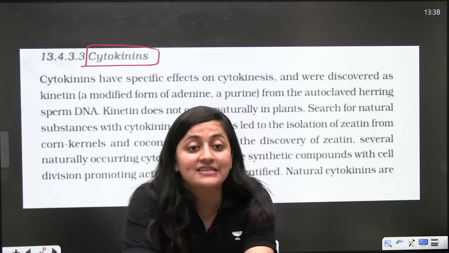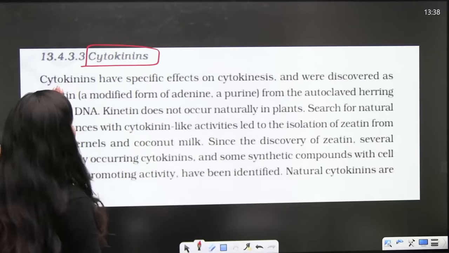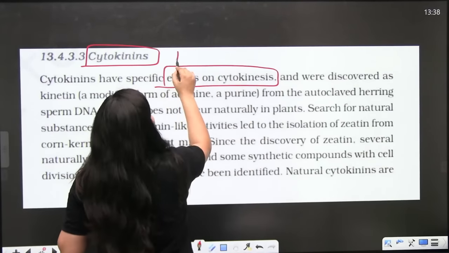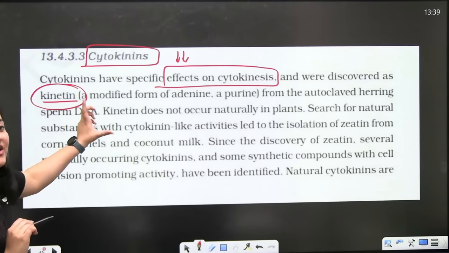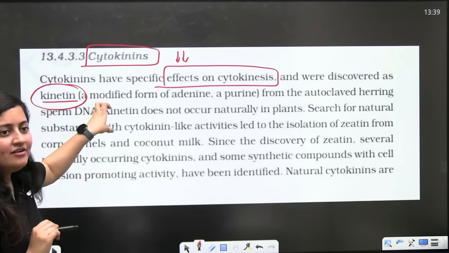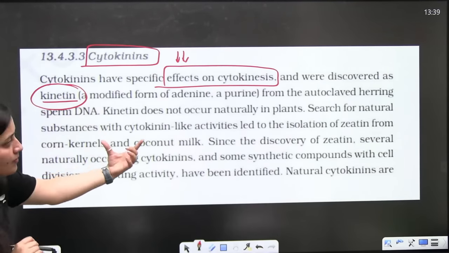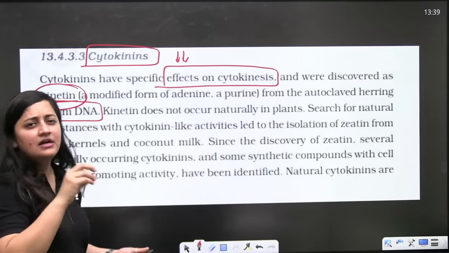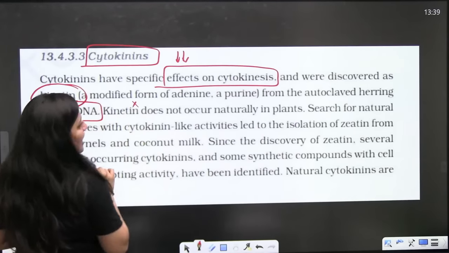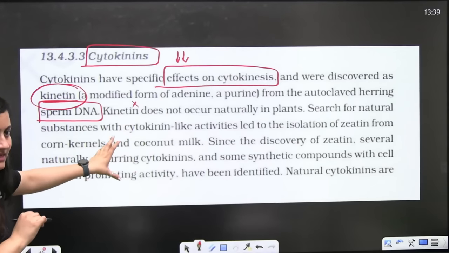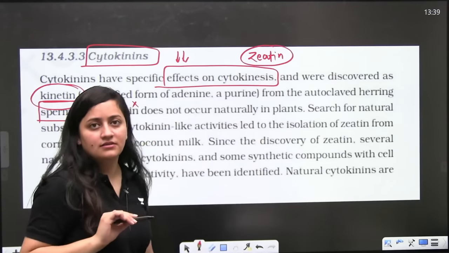N6-furfuryl aminopurine. So, cytokinins have an effect on cytokinesis, on the cell division. Okay. So, it was discovered as kinetin, which is a modified form of adenine, which is a modified form of purine. Right, bachche? So, it was discovered as kinetin from autoclaved herring sperm DNA. Herring is a fish. So, fish sperm DNA was isolated. Right, but kinetin is not naturally occurring in plants. In plants, it is zeatin. Remember, obtained from Zea mays. In plants, it is zeatin.